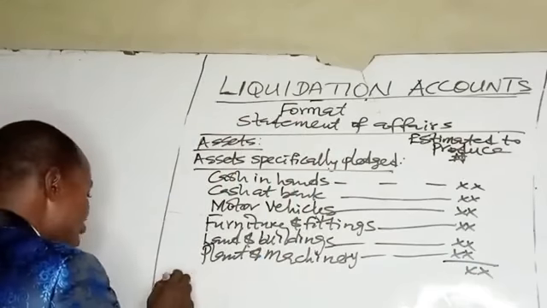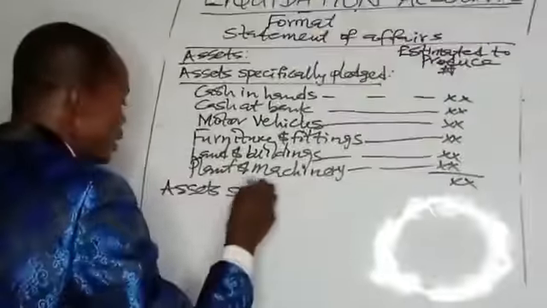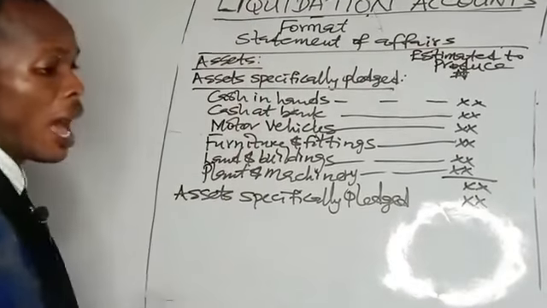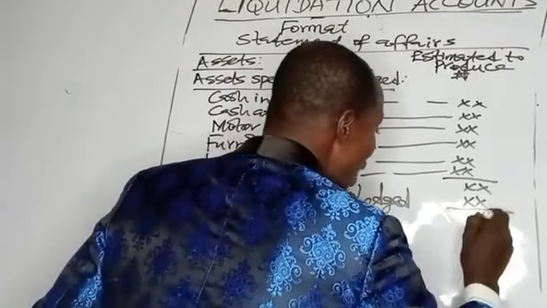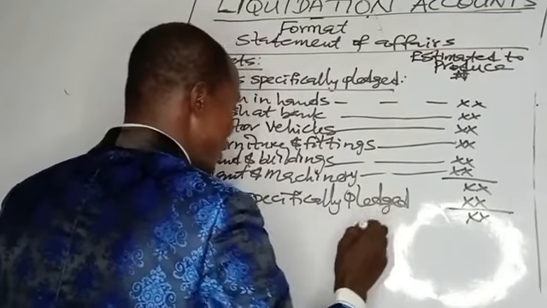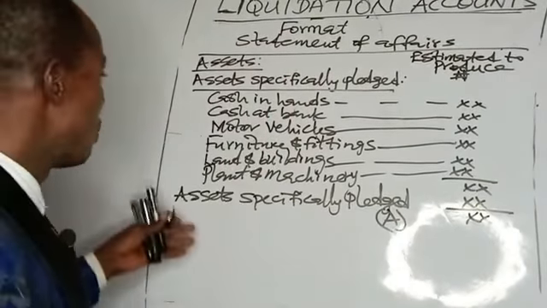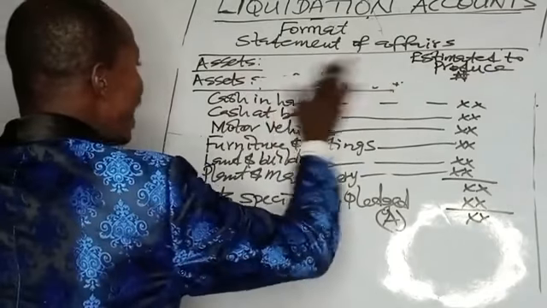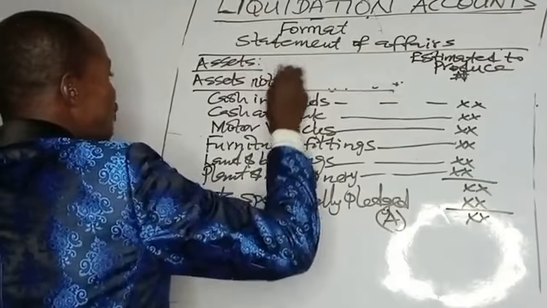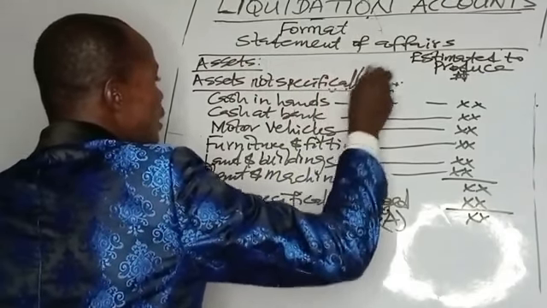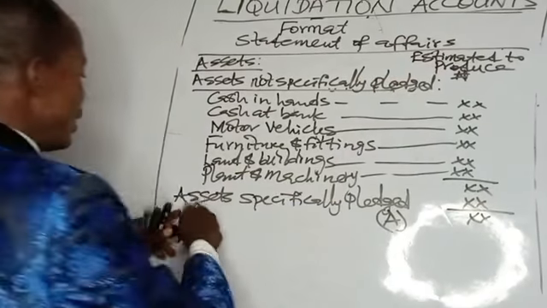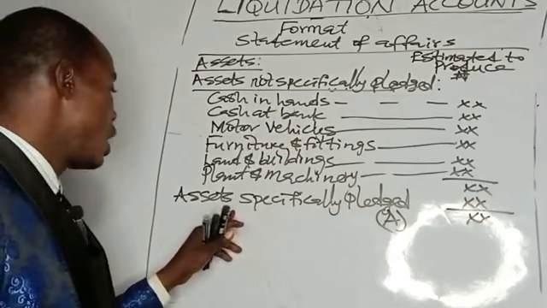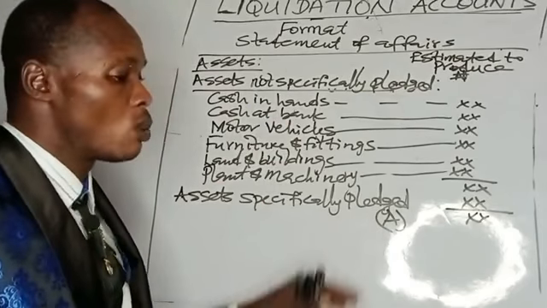Then we now have assets specifically pledged. By assets specifically pledged, we mean assets used as collateral. This is the total realizable value of all the assets, both the ones specifically pledged and the ones not specifically pledged. Let's have that as A. I've told you that assets specifically pledged are the assets used as security for loans, the ones used as collateral for loans.